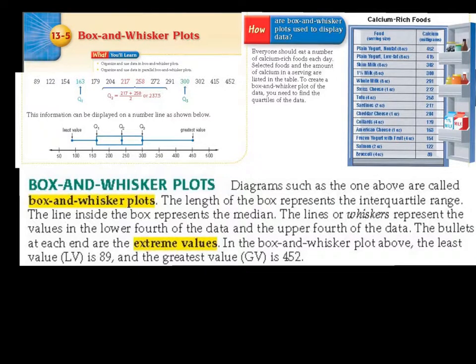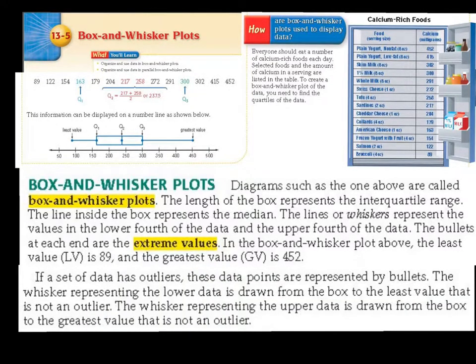The length of the box represents the interquartile range, the difference between Q3 and Q1. The line inside the box represents the median. The lines, or the whiskers, represent the values in the lower fourth of the data and the upper fourth of the data. The bullets at each end are extreme values. In the box and whisker plot below, the least value is 89 and the greatest value is 452.